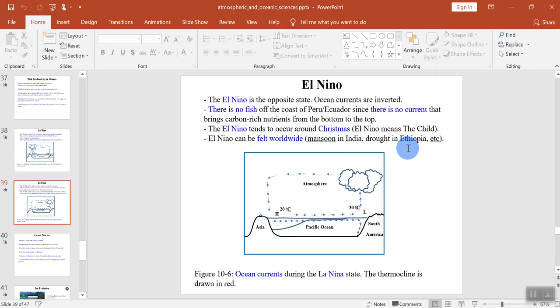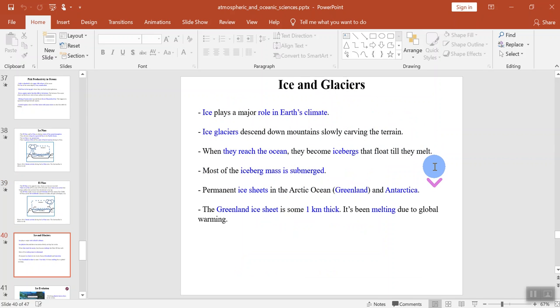The year 2016 was a strong El Nino year. There's hardly any snow here in the United States. There were a lot of wildfires and so on. Anyway, ice and glaciers. Ice plays a major role in Earth's climate. Glaciers descend the mountain, carving the terrain. When they reach the ocean, they become icebergs. Most of the iceberg mass is submerged. What you see is barely 1/10 of the iceberg. So, permanent ice sheets in Greenland and Antarctica, the poles.